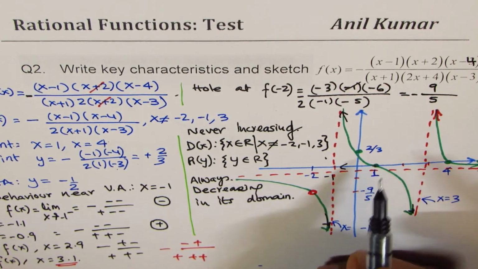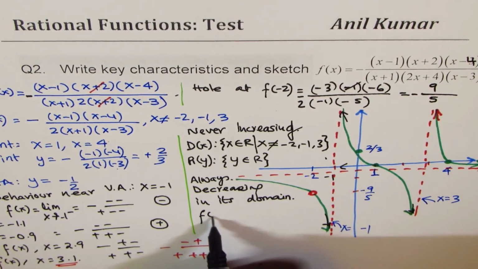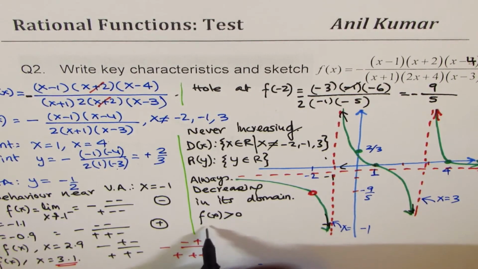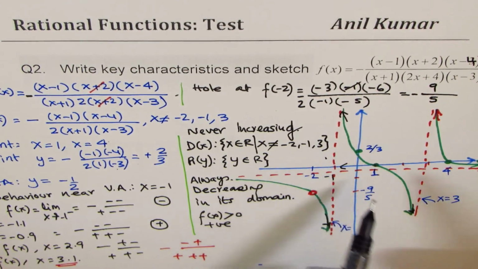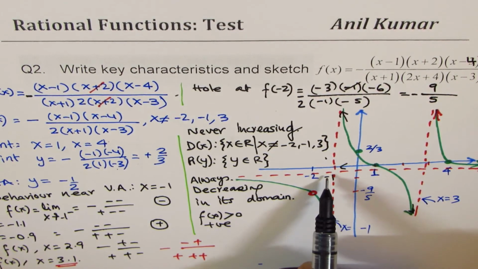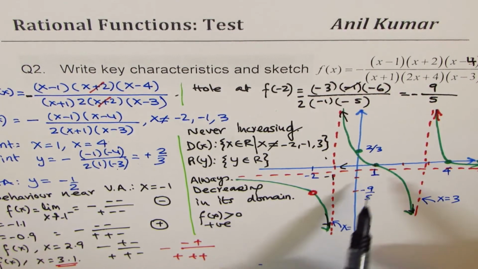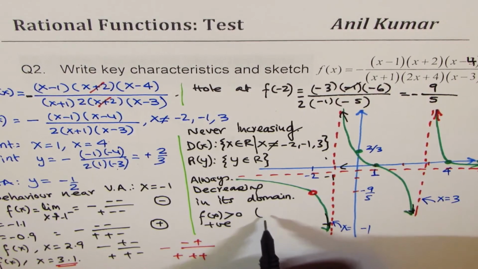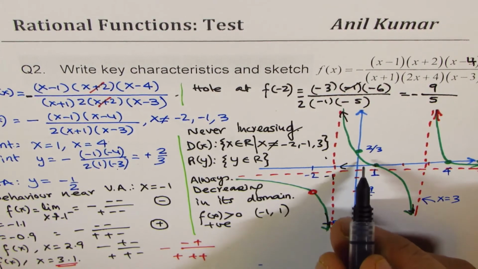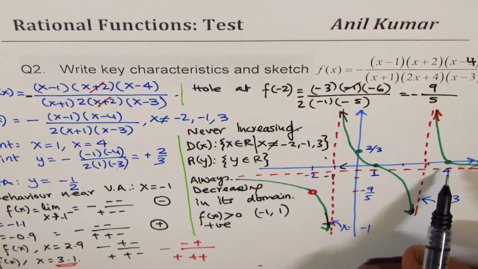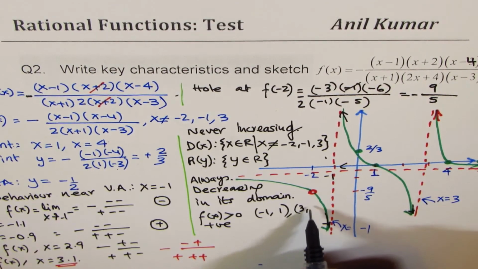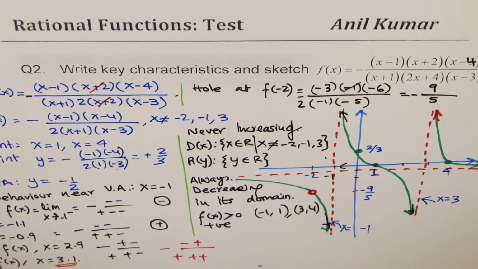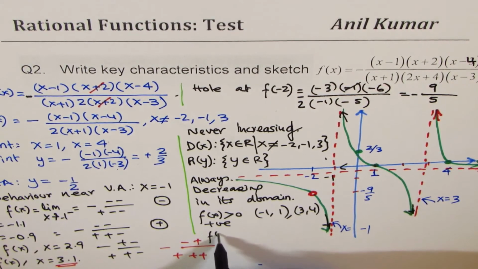Now you could also provide information when the function is greater than 0. That is, when is it positive? So it is positive in the interval from -1 to this x-intercept, which is at 1. So you could write this interval from -1 to 1. It is also positive from 3 to 4. So you can say from 3 to 4, right? Not including those points.